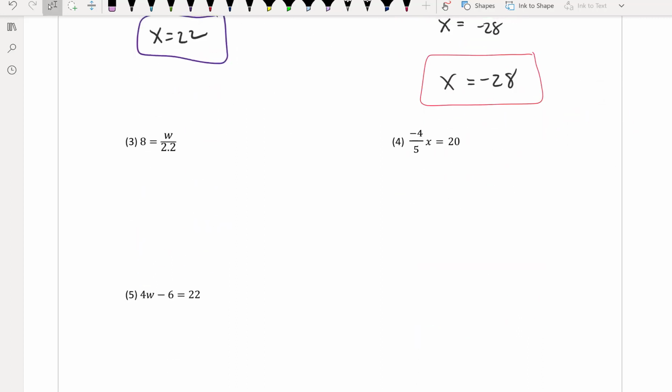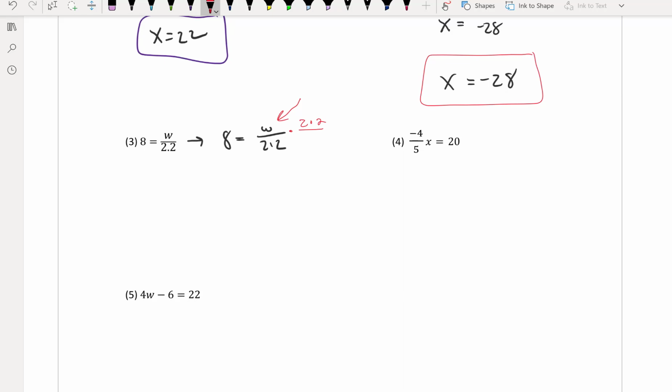Now for number 3, using these rules, I'm going to rewrite this just because I have a little bit more room. I don't want to get sloppy with this because it's a fraction. I have 8 is equal to w over 2.2. So my goal is to isolate that w. What's happening is it's being divided by 2.2. So to do the opposite, you would multiply by 2.2.